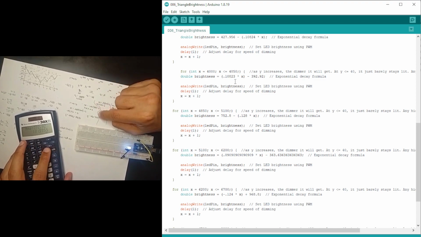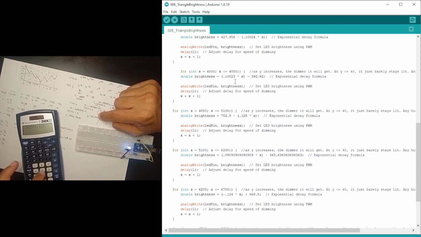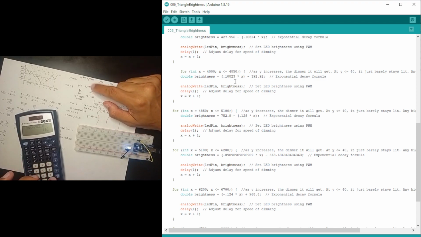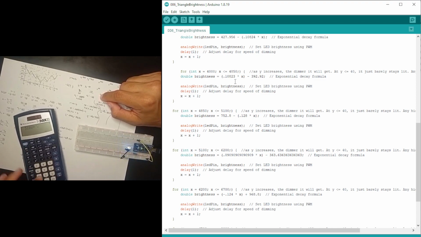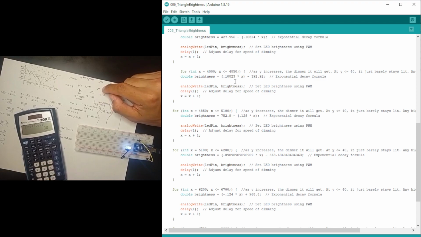What about this next one? 758.2 minus 0.128 times x. What value is that at? 4850 times 0.128 times -1 plus 752.8. That should also equal 132. Yeah, and yet it does a weird jump there. 5100 times -0.128 plus 752.8. That goes to 100.